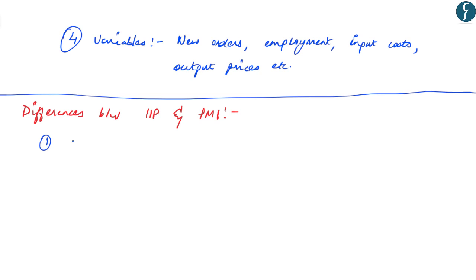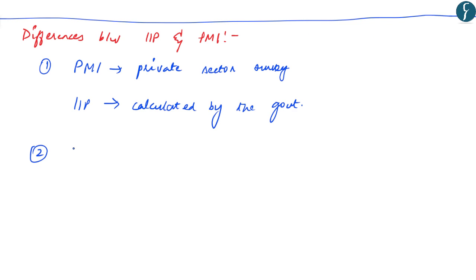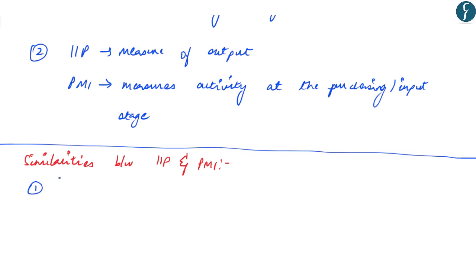Firstly, as we have mentioned above also, PMI is a private sector survey, whereas IIP is calculated by the government. Secondly, while IIP is a measure of output, PMI measures activity at the purchasing or input stage. Apart from these key differences between IIP and PMI, there are also certain similarities between the two indexes. Firstly, both IIP and PMI take into account only the formal sector, that is, both of the indexes do not measure economic activity in the informal sector.